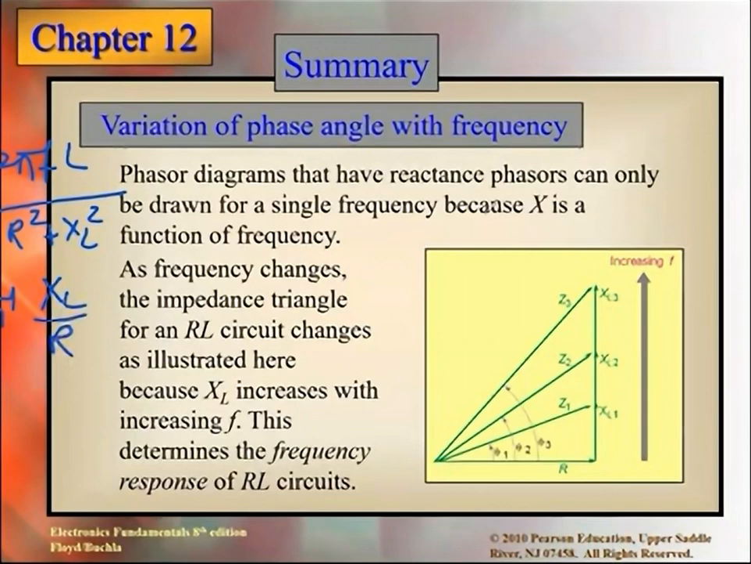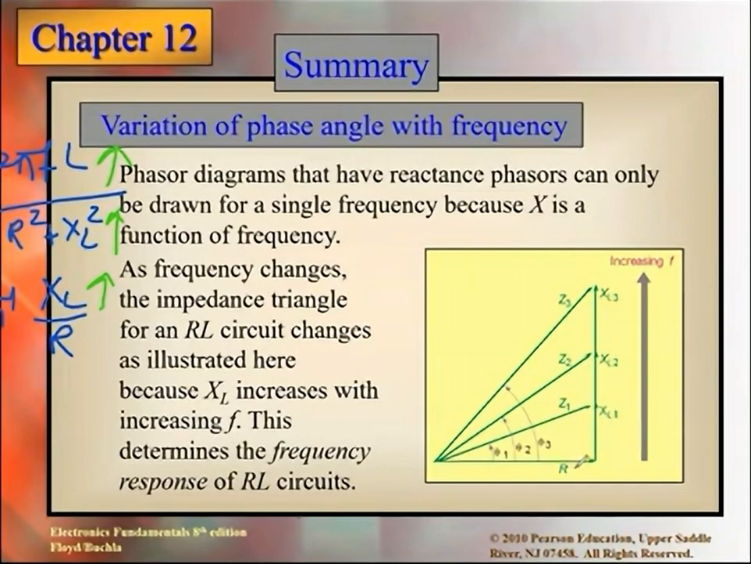So see the variation of the frequency here. If the frequency increases here, do you think XL will also increase? Yes, because it is proportional, correct? So if XL is increasing, Z will also increase. If Z is increasing and XL is increasing here, then theta is also increasing. That's it. So you can see now.